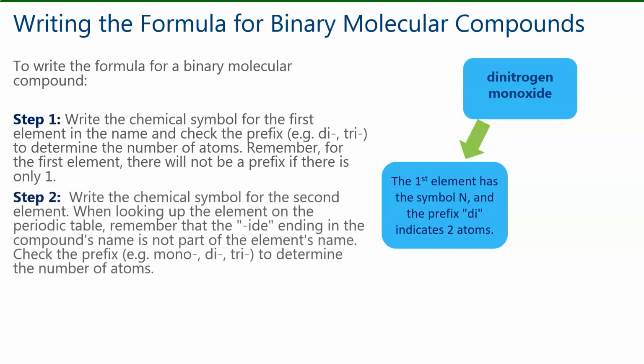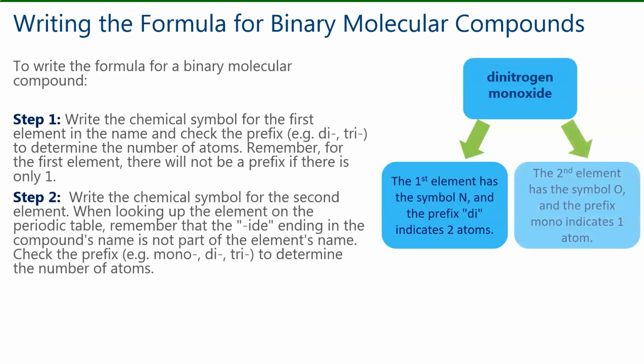Our next step is to write the chemical symbol for the second element. When looking up the element on the periodic table, remember that the "-ide" ending in the compound's name is not part of the element's name. You change the ending to "-ide" when you're doing the naming. Also, you need to check the prefix, mono, di, tri, to determine the number of atoms of that element. In this example, we have monoxide, and oxide is oxygen. So the symbol for oxygen is O, and mono tells us that there is 1.